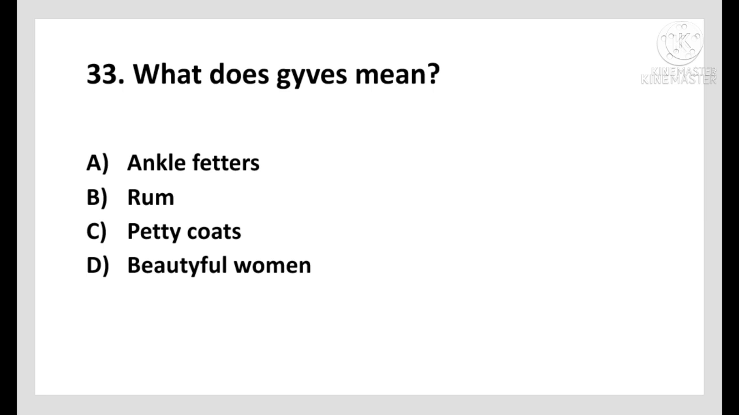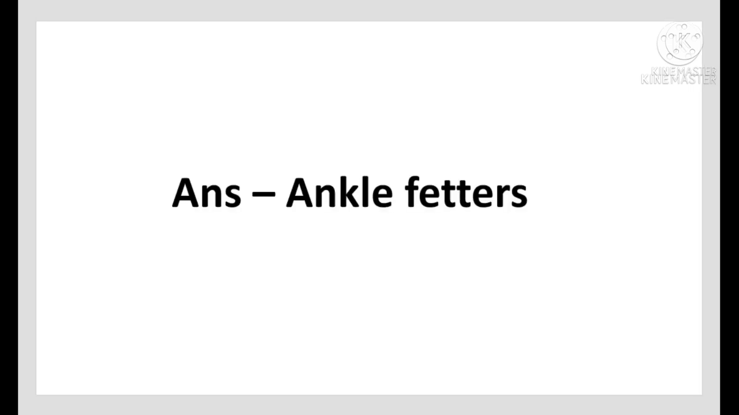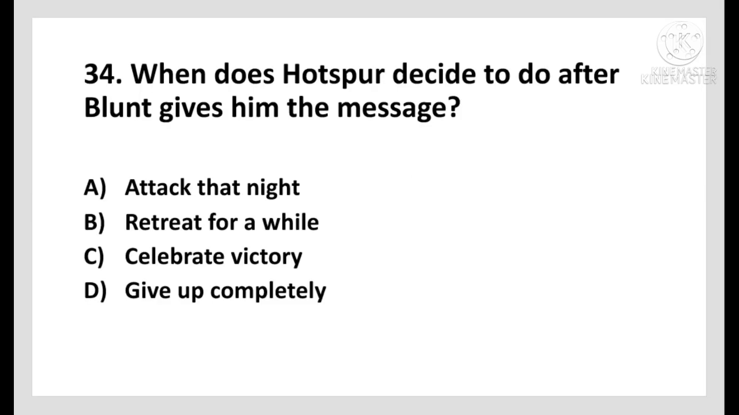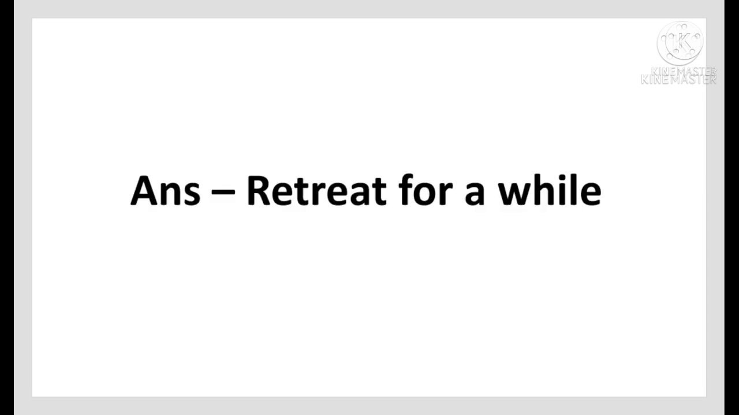What does James mean? Ankle fetters, rum, petticoats, beautiful woman. Answer: ankle fetters. What does Hotspur decide to do after Blunt gives him the message? Attack that night, retreat for a while, celebrate victory, give up completely. Answer: retreat for a while.